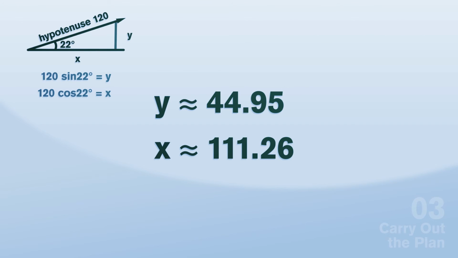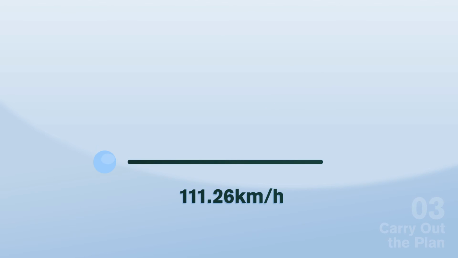And there we go. Our initial throw of 120 kilometers per hour consists of moving across the field at 111.26 kilometers per hour and vertically up at 44.95 kilometers per hour. Of course, gravity will pull the ball down, so this will change over time.